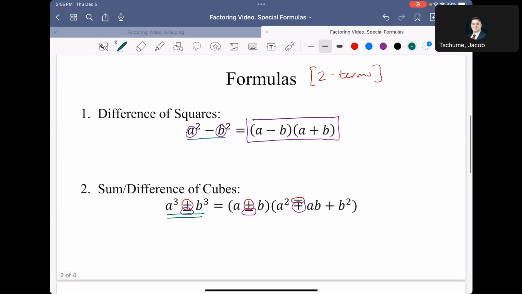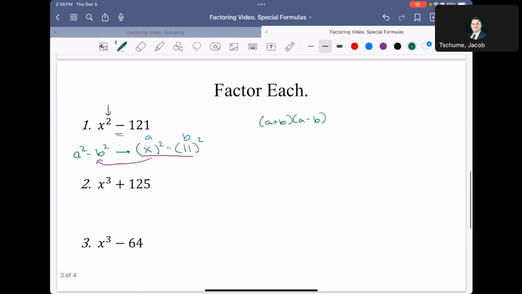Oops, sorry, y'all. Sorry, I hit the wrong button and it jumped to the top. We can plug our a and b in, and that would give us x plus 11 and x minus 11. That is the factored form of number 1.